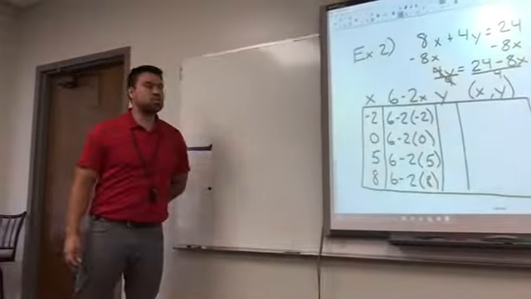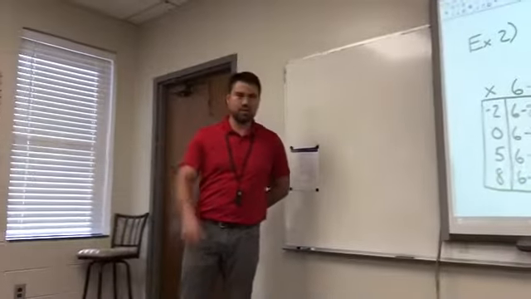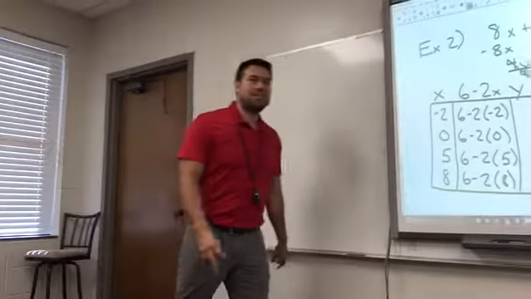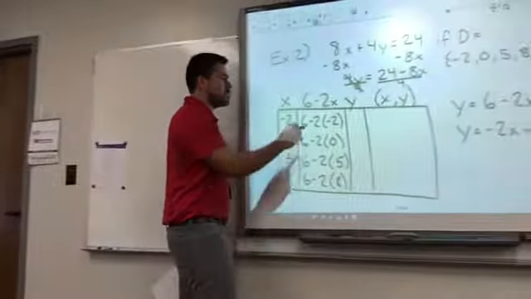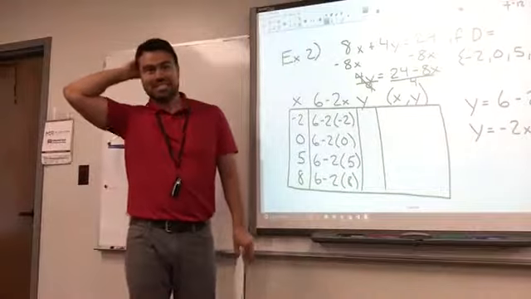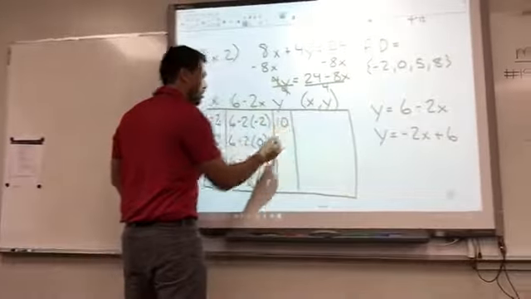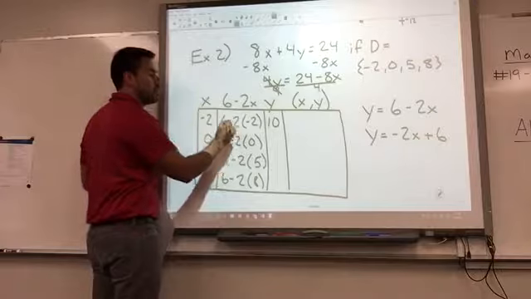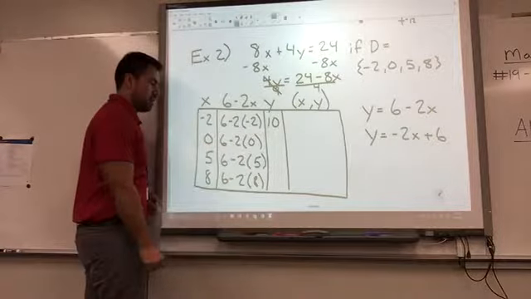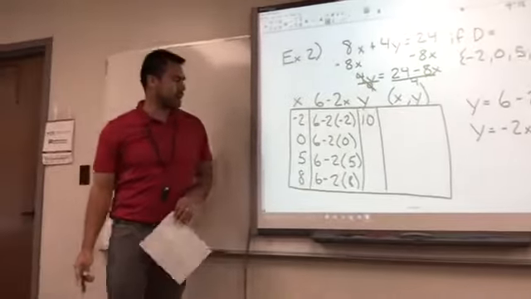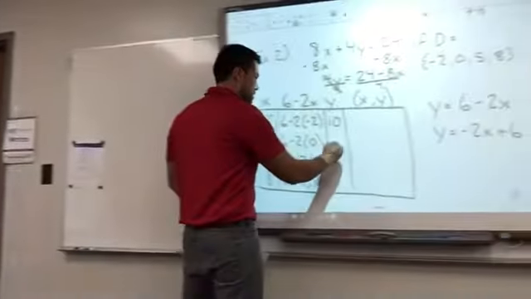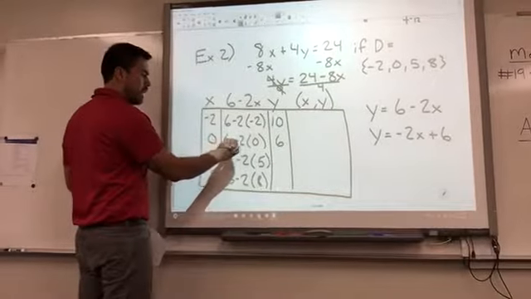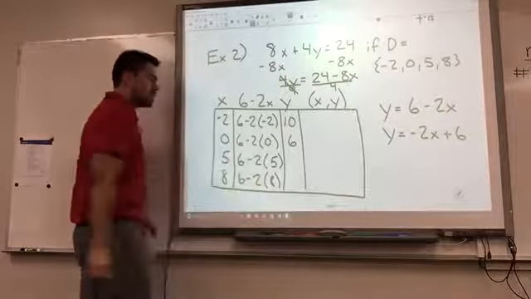Okay, what does y equal if x equals negative 2? So what does y equal if x equals negative 2? Anyone have it? 10. Because you're going to get 6 plus 4. This becomes positive 4. Okay, what does y equal when x equals 0? 6. Because 6 minus 2 times 0, that's 0. 6 minus 0 is 6.